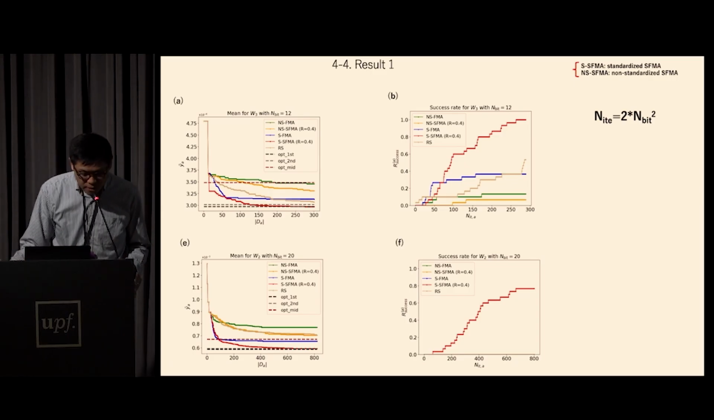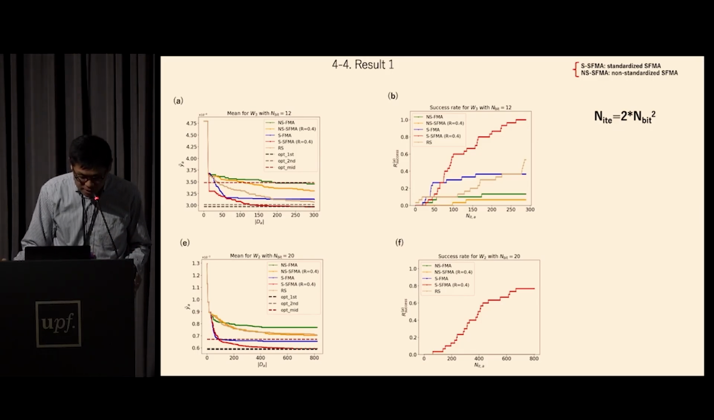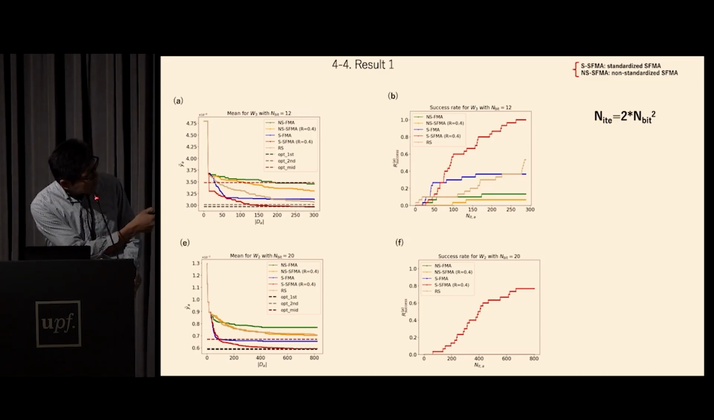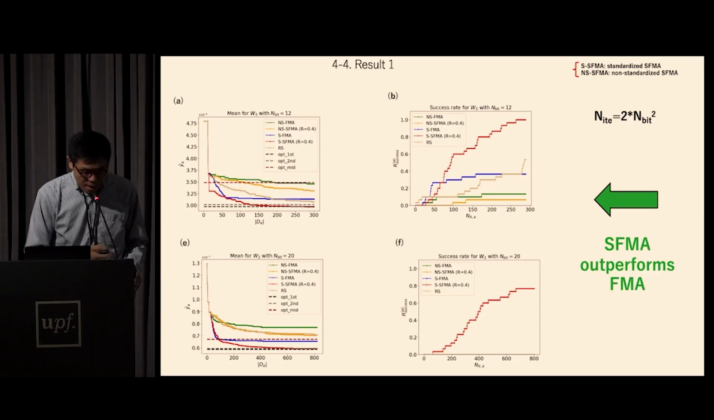These are the results obtained by our algorithm, SFMA, taking the hyperparameter to be 0.4. First, from these two plots, we see that our algorithm, SFMA, reaches the optimal solution faster than any other algorithms. And correspondingly, in B and F, we observe that our algorithm shows the highest success rate. So as a result, we observe that our algorithm, SFMA, outperforms the conventional method, FMA.